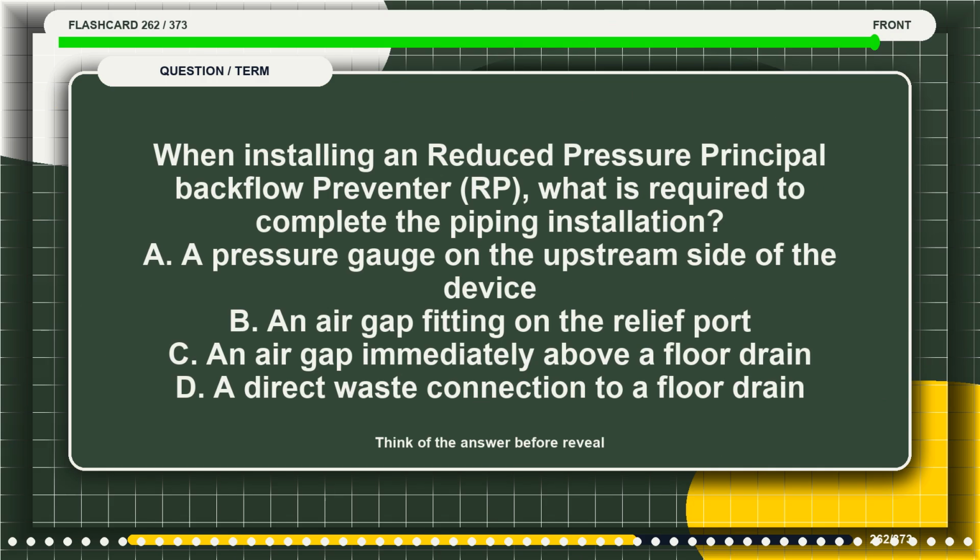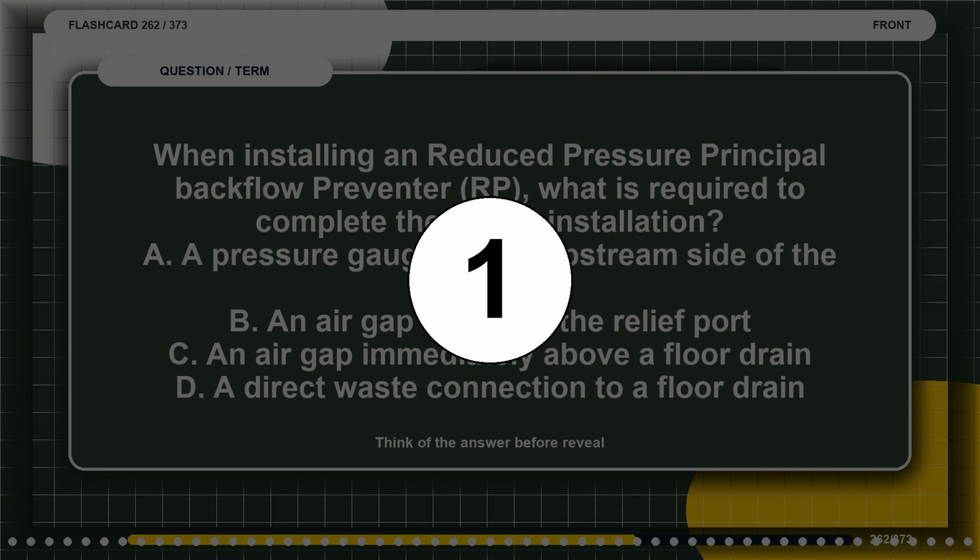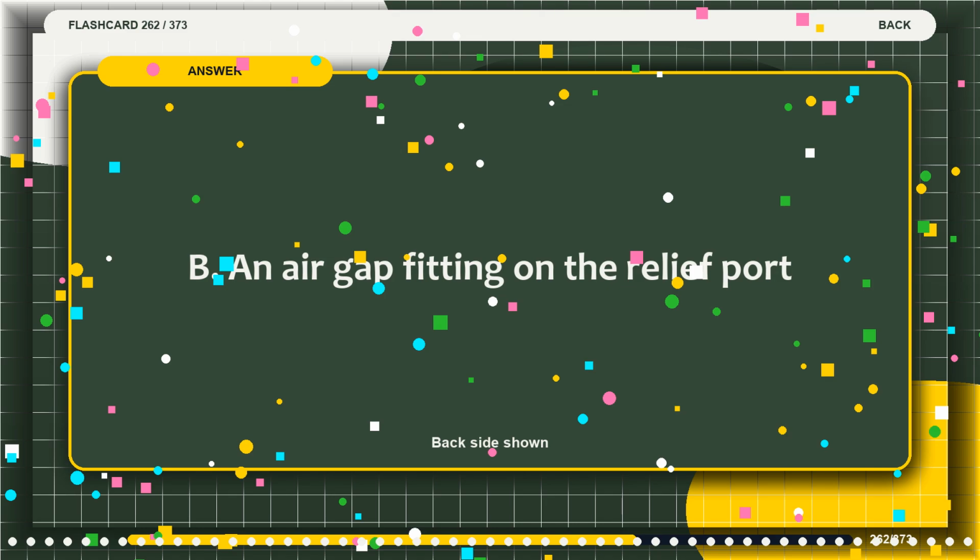Flashcard 262. When installing a reduced pressure principle backflow preventer, RP, what is required to complete the piping installation? A. A pressure gauge on the upstream side of the device. B. An air gap fitting on the relief port. C. An air gap immediately above a floor drain. D. A direct waste connection to a floor drain. Think of the answer before the reveal. The answer is B. An air gap fitting on the relief port.